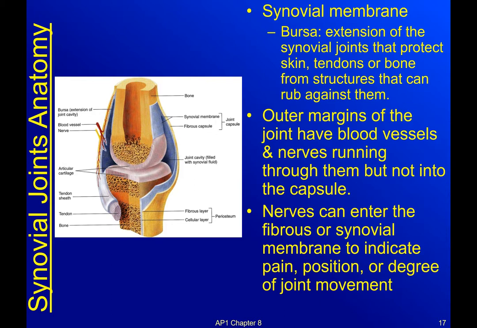The outer margins of the joint actually do have blood vessels and nerves. If you look here, you can see that. Now, why not in the middle? Well, again, I don't want my blood vessels or my nerves being caught in a molcajete. Plus, if there is an issue with the joint, my joint is going to swell. Those blood vessels are around that capsule surrounding the joint, so it's going to alert me that there's something wrong. Nerves can enter the fibrous or synovial membrane to indicate pain, position, or degree of movement. Literally, you know when you hyperextend a joint because those nerves that are around it let you know.